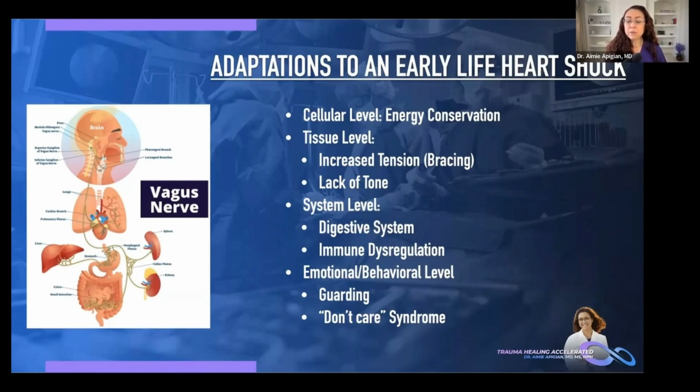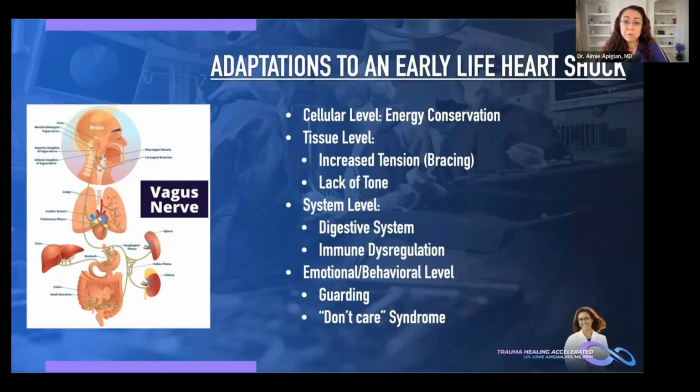At the tissue level, we're going to have either increased tension, which we call bracing. These are attachment bracing patterns that are there to guard us from even feeling the ongoing impact and pain from a heart shock, or other tissues can have a lack of tone. This is part of that energy conservation. Yes, we can have a combination of both so that some muscle groups are bracing and other muscle groups just go lax. There's just no tone. That is because of the energy conservation and because they've already gone into this place of there's nothing that I can do. There's no point in even trying. So the muscles can lose their tone.